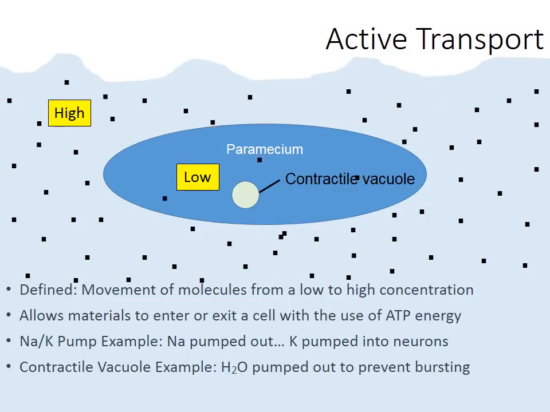But watch what happens. The paramecium will respond by using its contractile vacuole, and it will pump the extra amounts of water from a low concentration to a high concentration. It gets rid of the incoming water so it doesn't burst, and this is how cells like paramecium can survive in a watery environment.